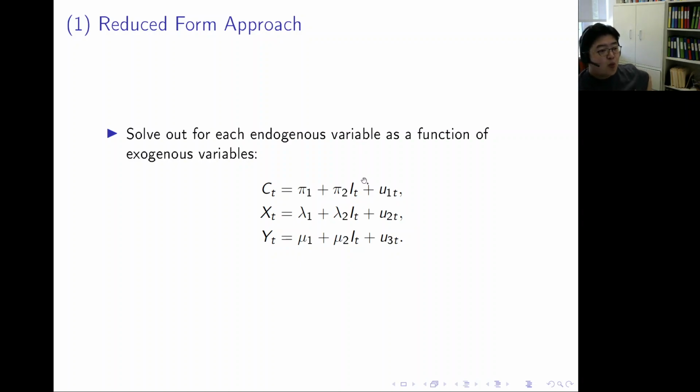So we have 3 endogenous variables and 1 exogenous variable. So you have to have 3 equations for 3 endogenous variables. I found that many of you did not write the third equation. That is okay, I will explain that later. But in general, this is the most general approach. You have to have 3 equations.